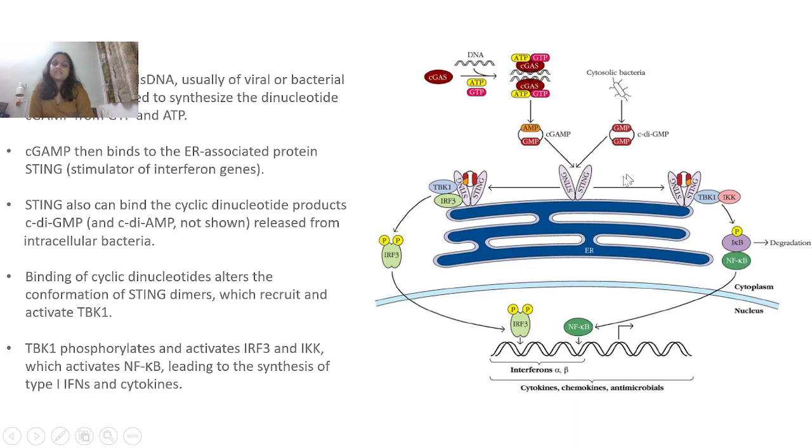Then binding of these dinucleotides alters the conformation of STING dimers, which recruit and activate TBK1. Then TBK1 phosphorylates IRF3 and I kappa B, which is then degraded, and this IRF3 goes into the nucleus, and the released NF kappa B also goes into the nucleus, leading to the synthesis of type 1 interferons as well as cytokines. So again it is converging at the same place, activating the IRF3 and NF kappa B signaling pathway.